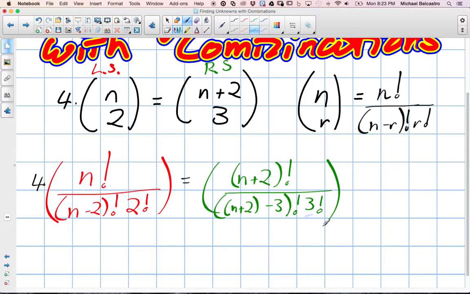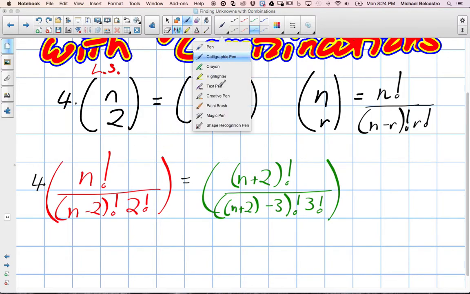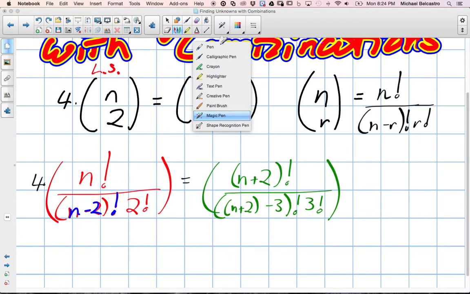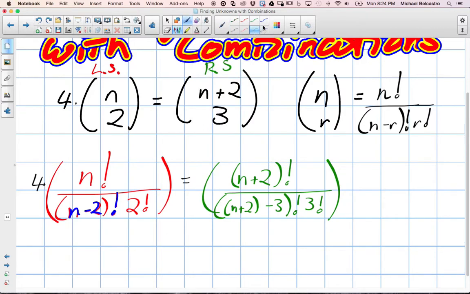Let's try to go about eliminating and simplifying as best we can. I'm going to focus on the left side of this equation to start. We have our n factorial on top and our n minus 2 factorial on the bottom. Imagine, as a side calculation, that n was the number 5. Then we'd have 5 factorial over n minus 2, which is 3 factorial.